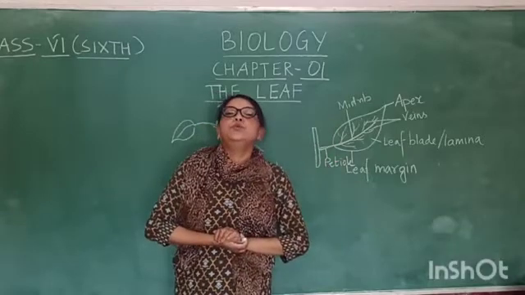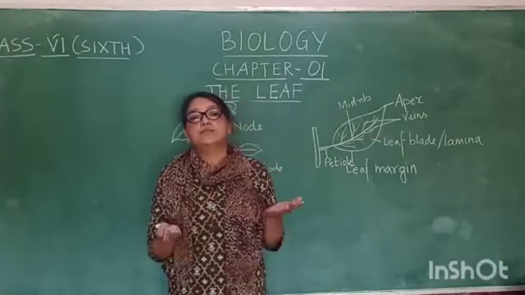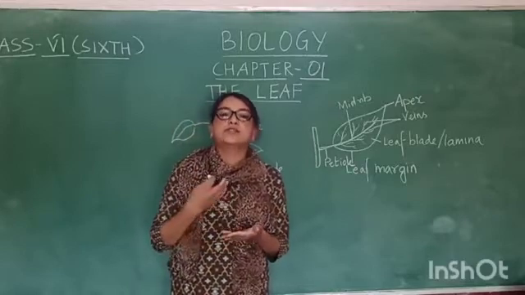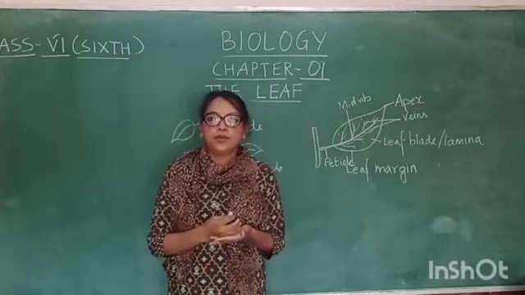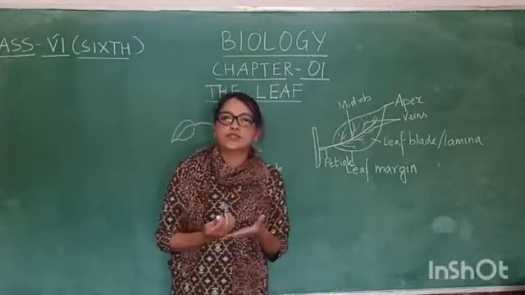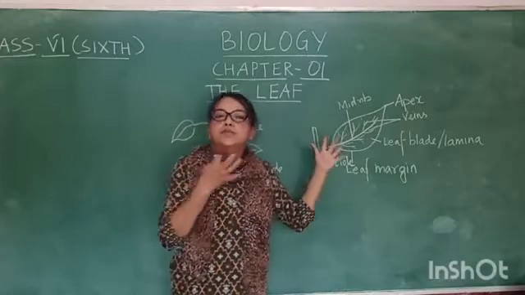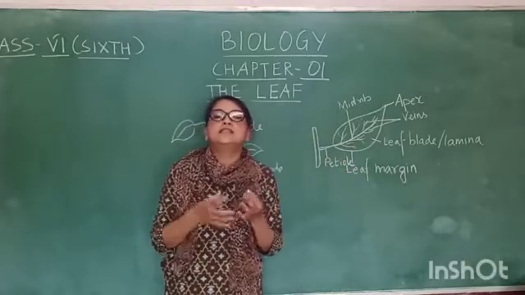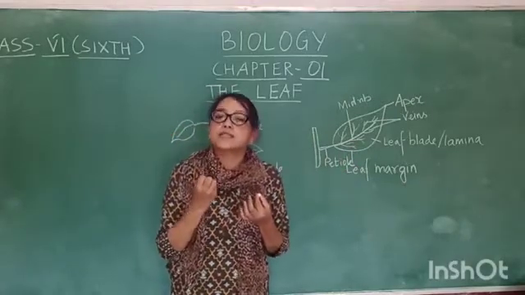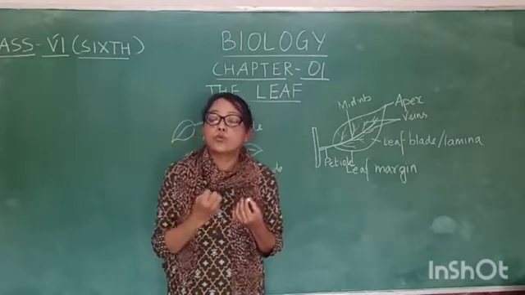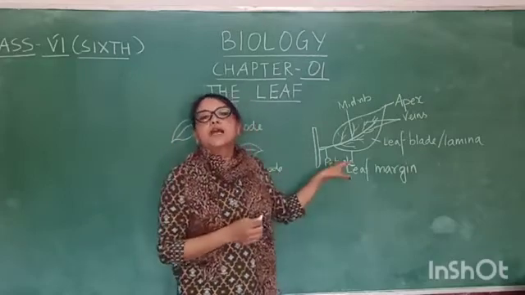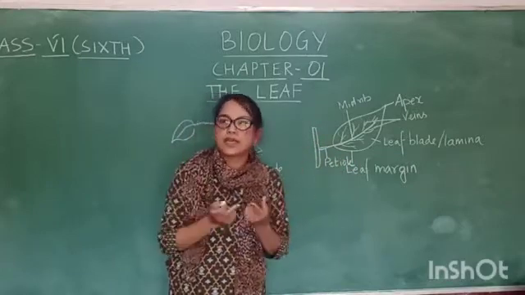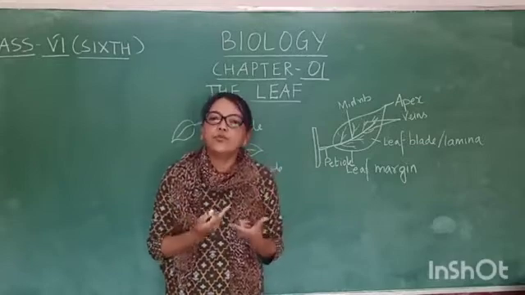Now, what is the function of the leaf? The main function, just now I told you, is that it helps in the process of photosynthesis. Now, during the process of photosynthesis, what happens? The green leaf absorbs sunlight, the solar energy from the sun, and it takes water and carbon dioxide from the air, and it prepares its food.